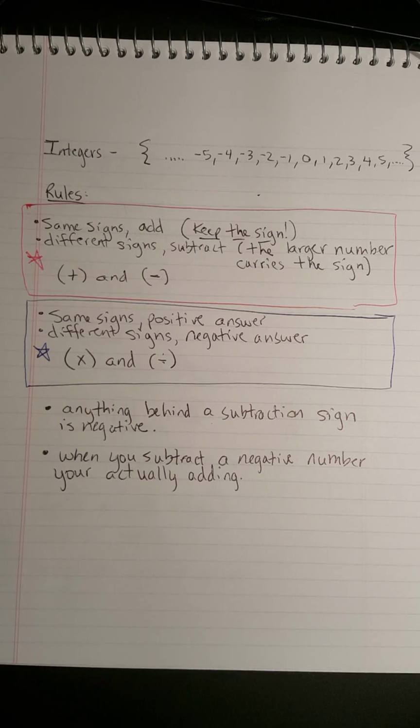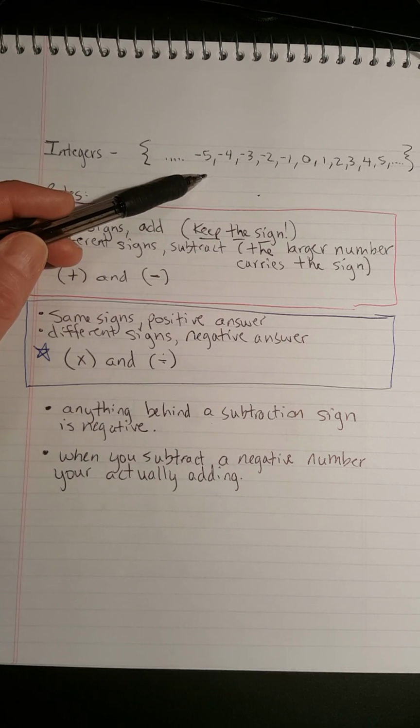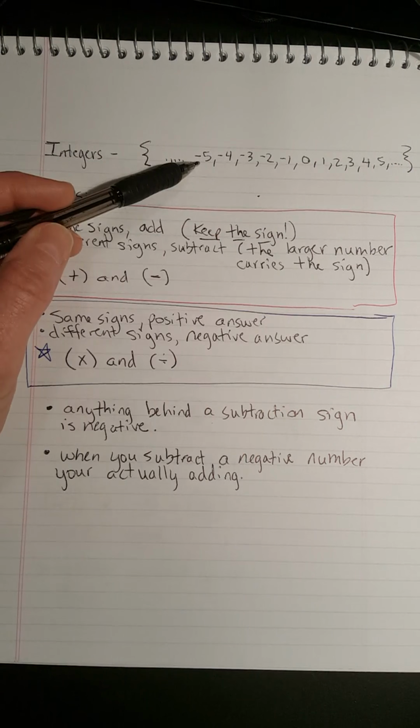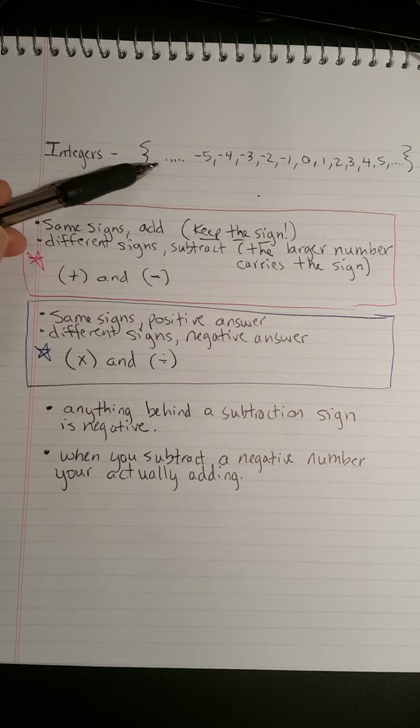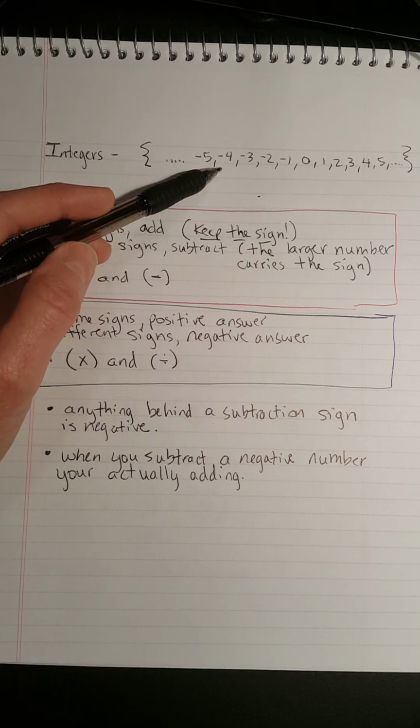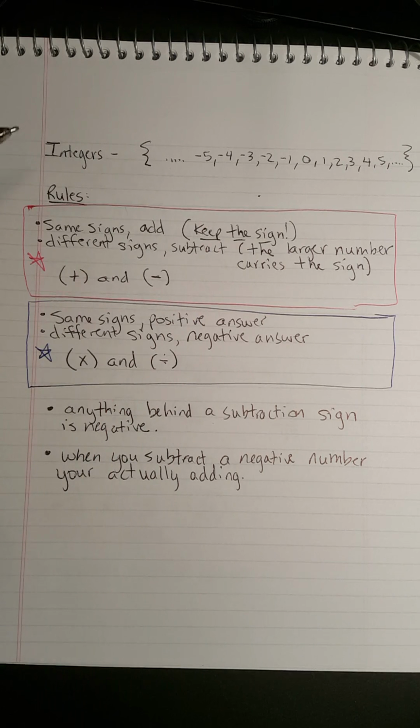Today's video is going to be on multiplying and dividing integers. Just a quick review. Integers are numbers that can be positive or negative, and they also include zero. So here's an example of integers. The dots before the -5 and after the 5 just mean that the numbers continue in either direction. They are whole numbers, negative and positive, but also including zero.